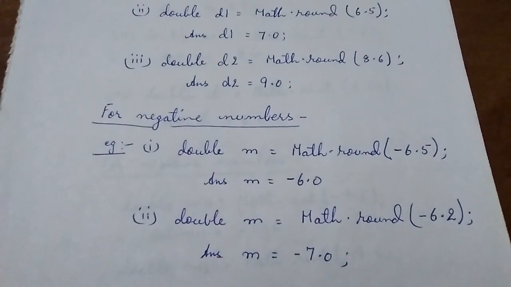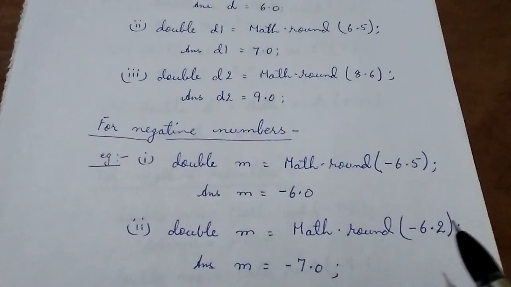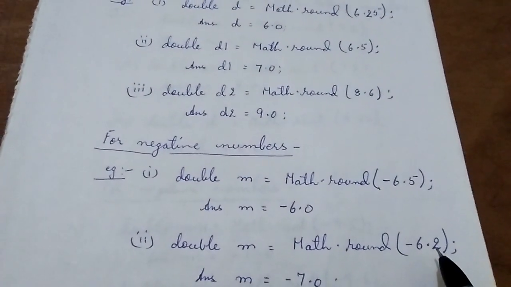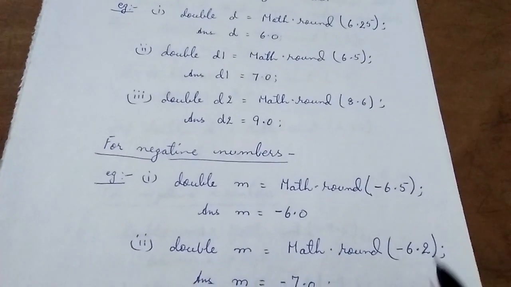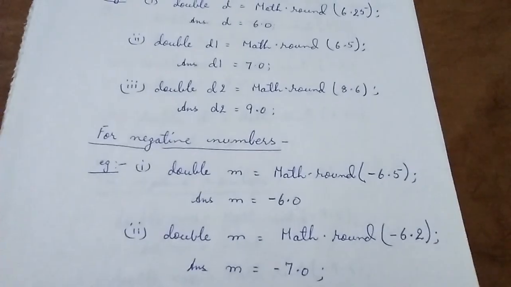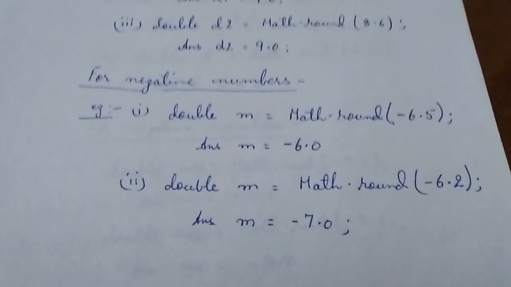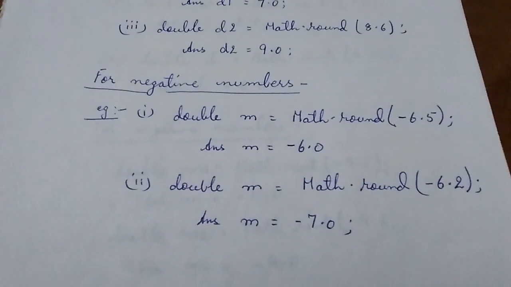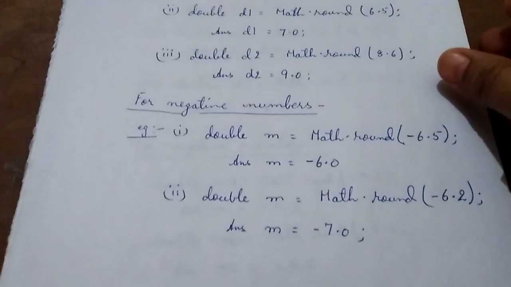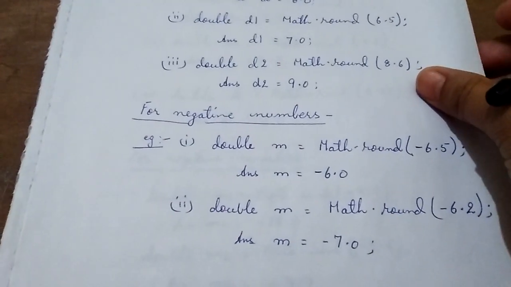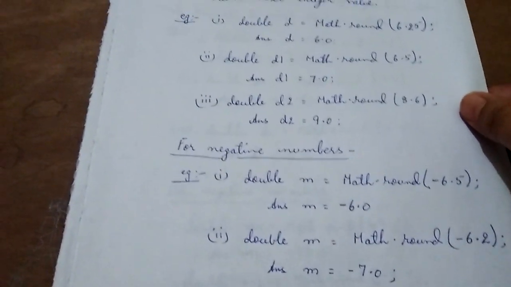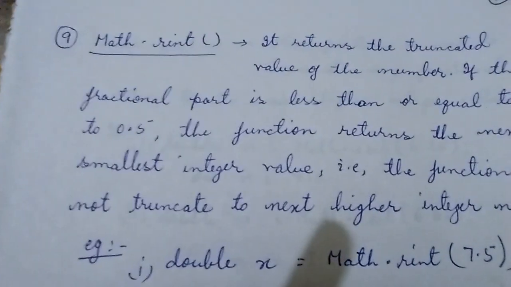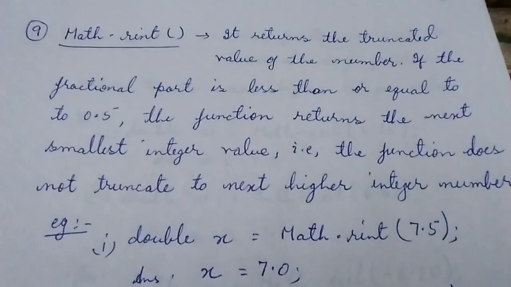Double m equals Math.round(-6.2). Now 0.2 means it is less than 0.5, neither is it 0.5. So it will convert to the next smaller integer value. So it will return m equals -7.0. This is very important: go with the negative numbers and pay more attention to negative numbers while rounding up.